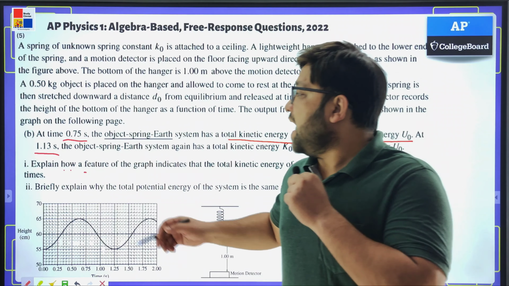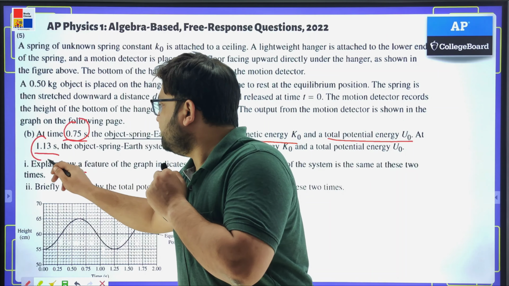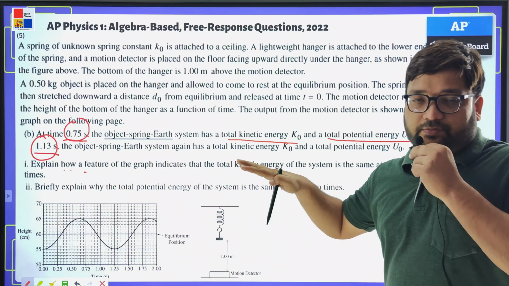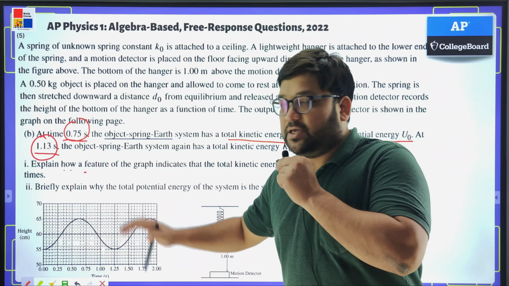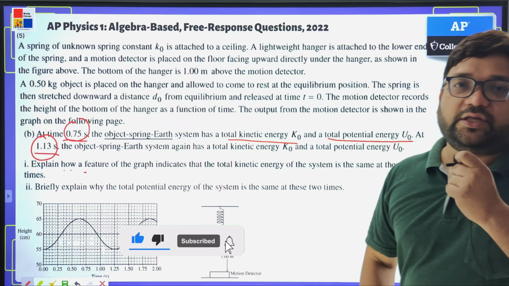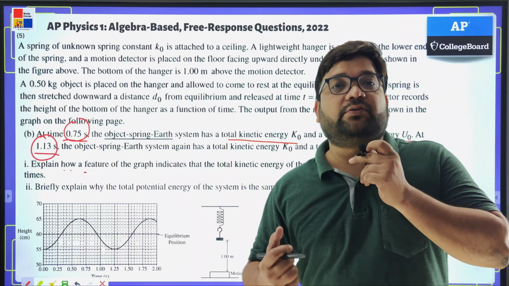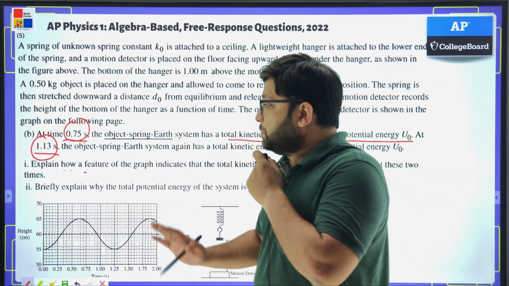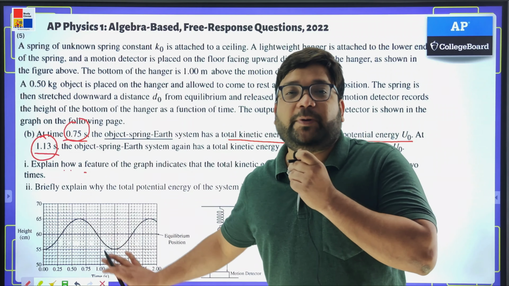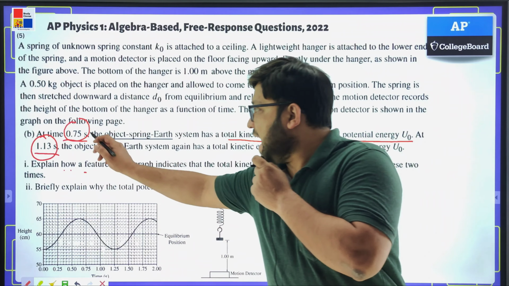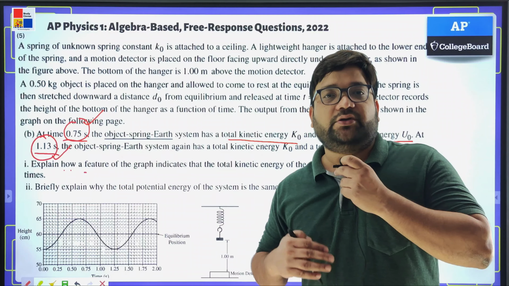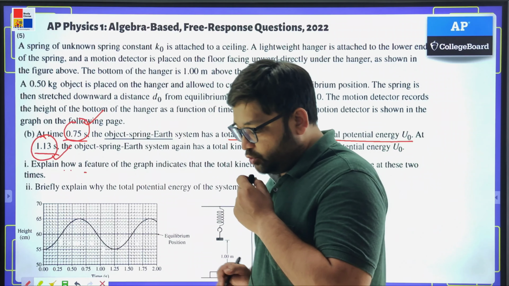That means at these two moments, at these two instants, the kinetic energy of the system is the same, and the potential energies of the system are the same. The question says, explain how this graph is explaining this fact, that at these two moments, the kinetic energy is the same and the potential energy is the same. Okay, right. So we'll see.